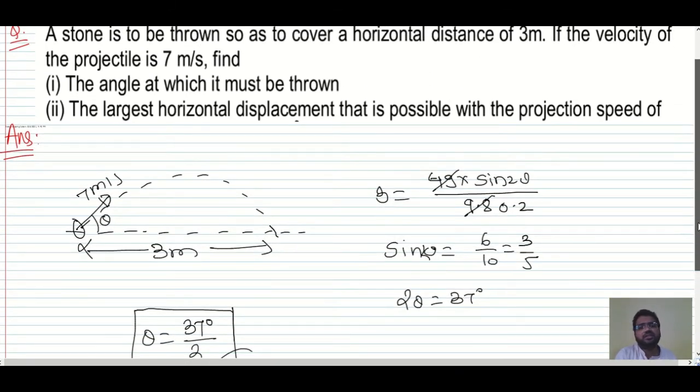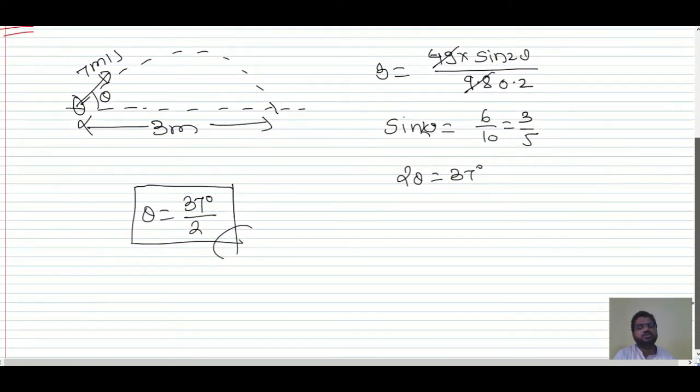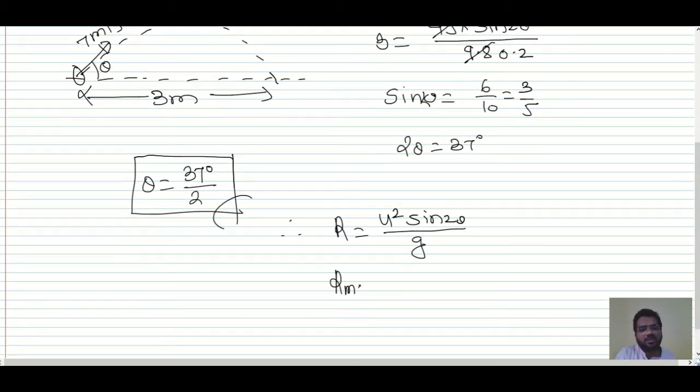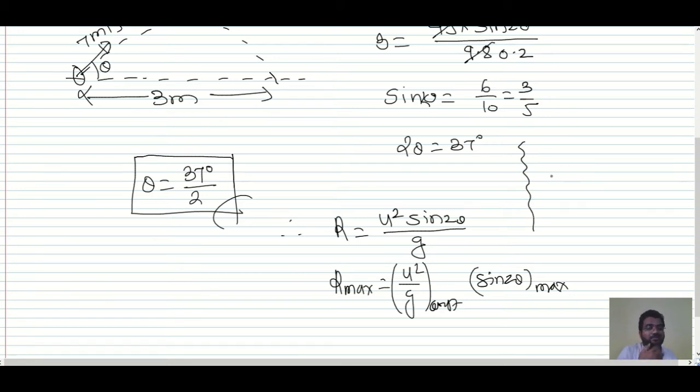The largest horizontal distance that is possible with the projection speed is at angle theta equal to 45 degree. Now if you want the proof of it, see, the range, we know that it is u squared sine 2 theta divided by g. The range maximum is possible with constant initial velocity and g, so u squared by g is constant. This is maximum when sine 2 theta is maximum. Now, what is the maximum value of sine 2 theta?